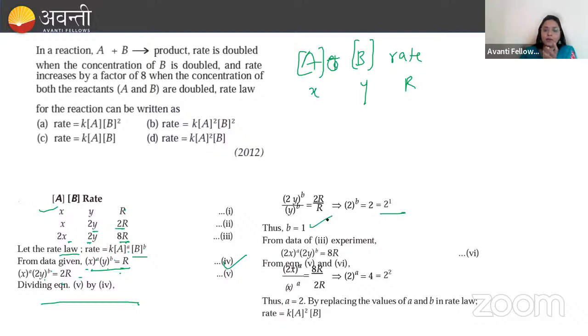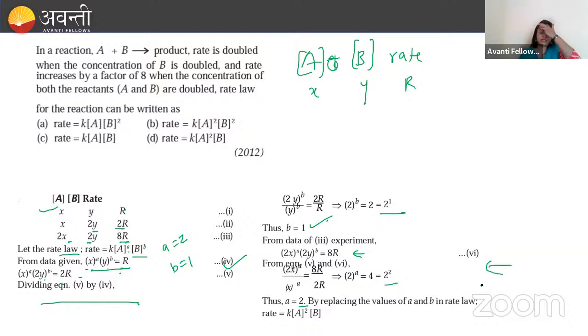So put this value into the equation 1, okay, and you will get the answer 2x raised to a, 2y raised to b is equal to 8r. Put the value of b here. You will get 2 raised to 2, that is a is 2. So what is happening? The rate will be what? a is equal to 2 and b is equal to 1.